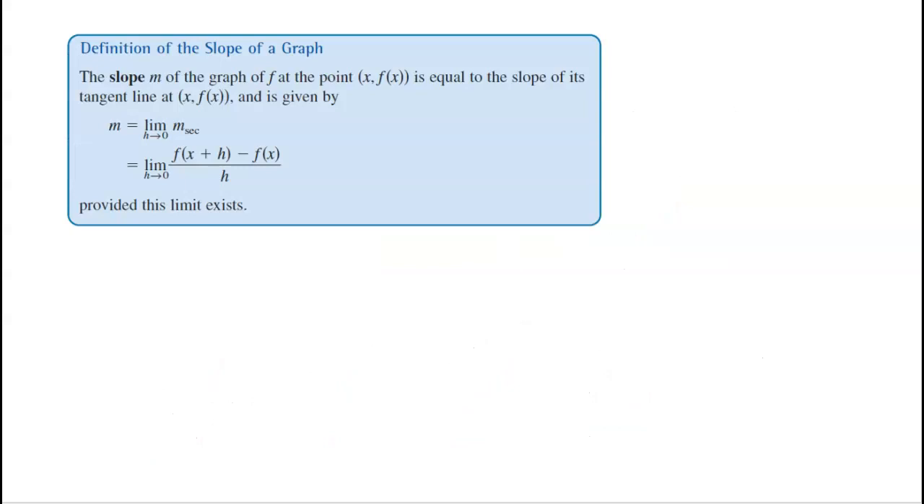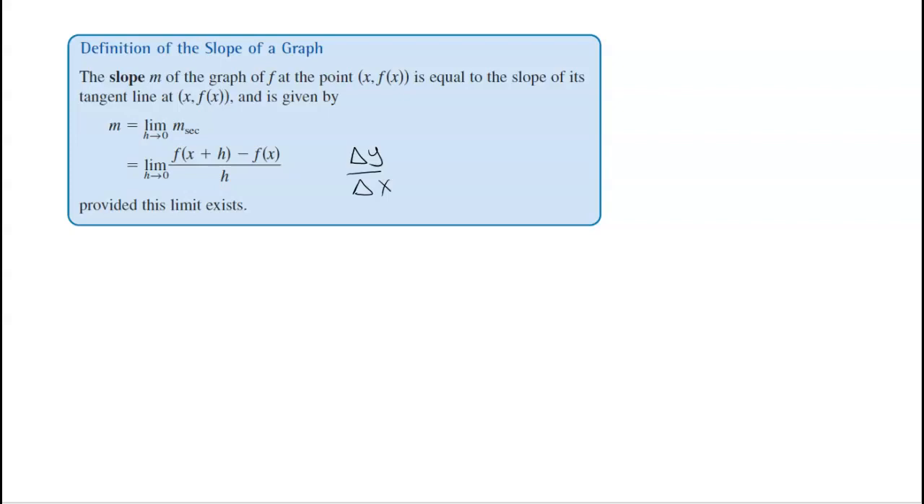So we're saying our slope is the limit as h approaches 0 of the slope of our secant. So we have an equation where we're saying f of x plus h minus f of x. Again, this is your change in y. And then just your h is on the bottom, and this is your change in x. So again, all it is is slope.